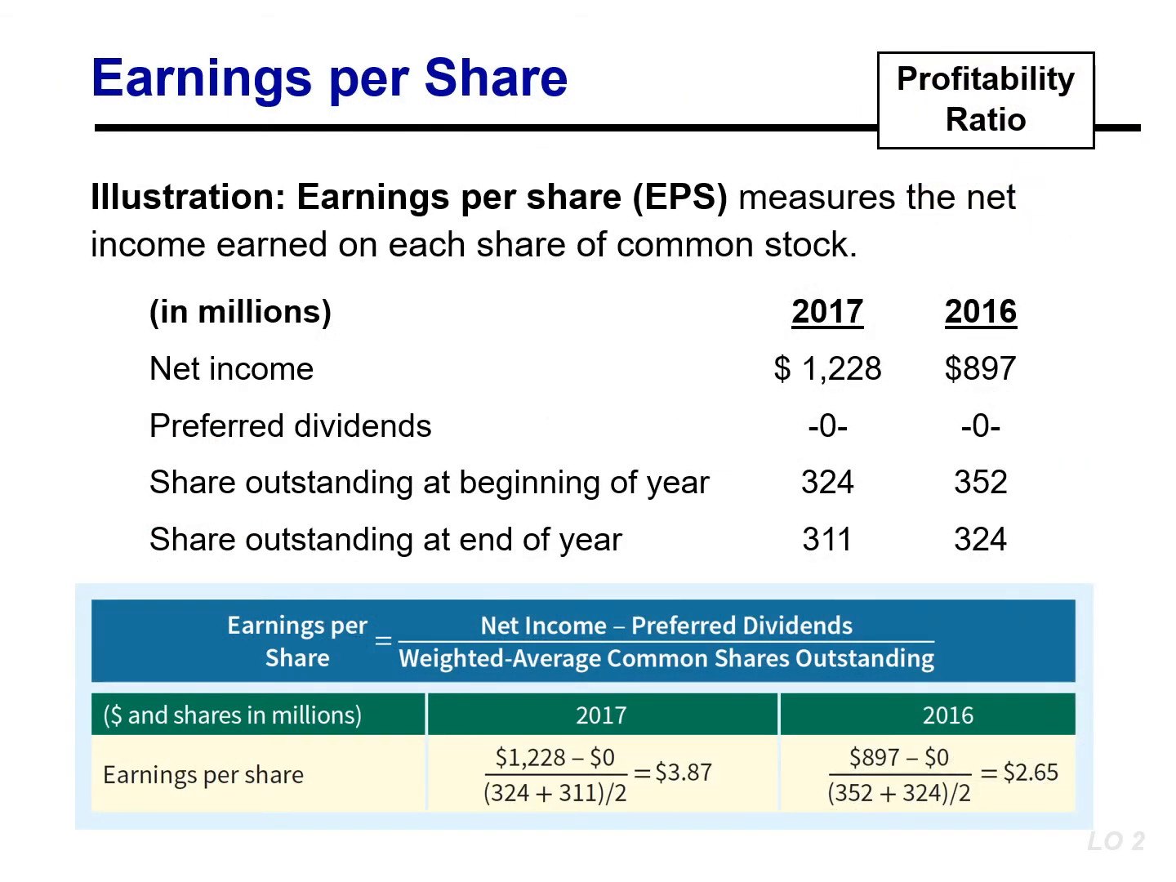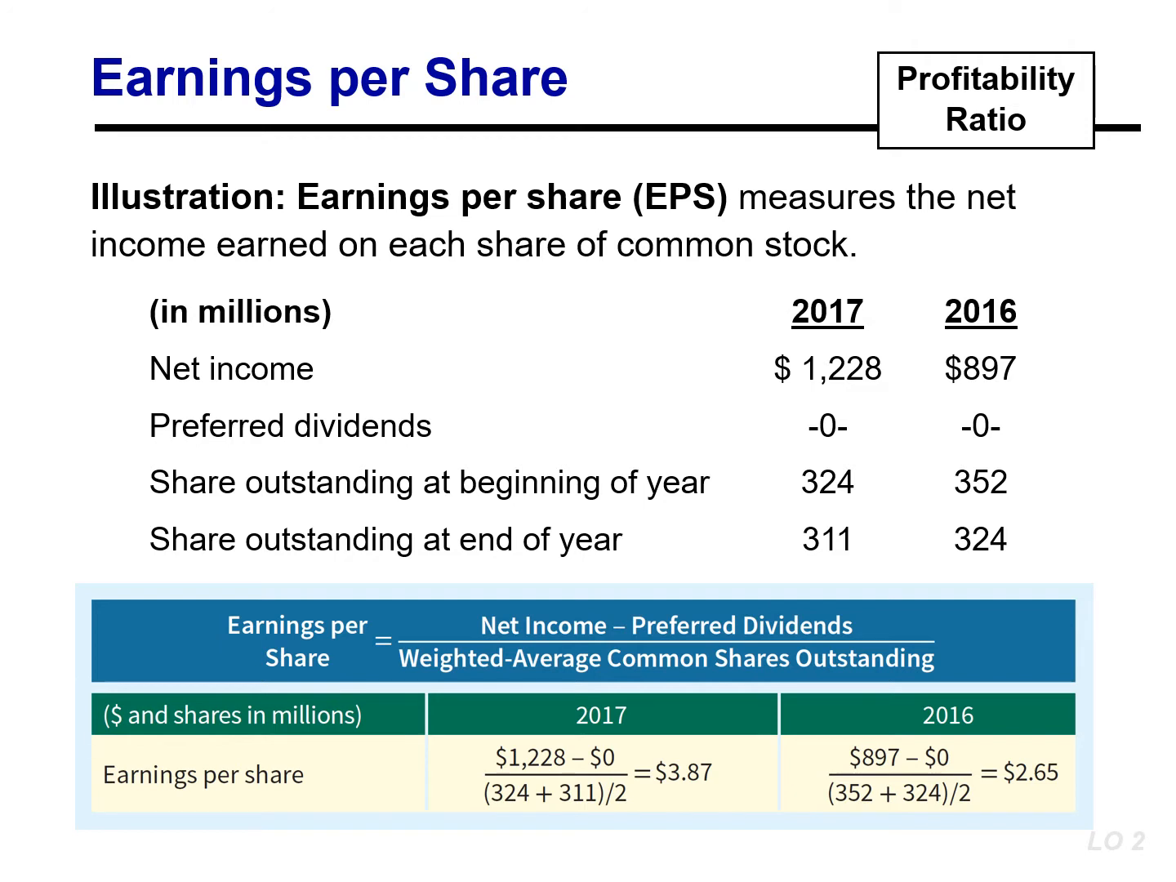Earnings per share measures net income earned on each share of common stock. For now, a basic approach for calculating earnings per share is to divide the earnings available to common stockholders by weighted average common shares outstanding during the year. Earnings available to common stockholders is calculated as net income minus dividends paid on another type of stock called preferred stock. By comparing earnings per share, we can evaluate its earnings performance.